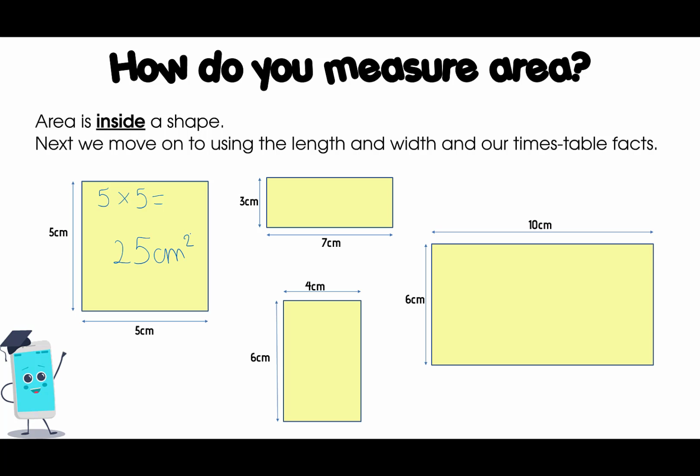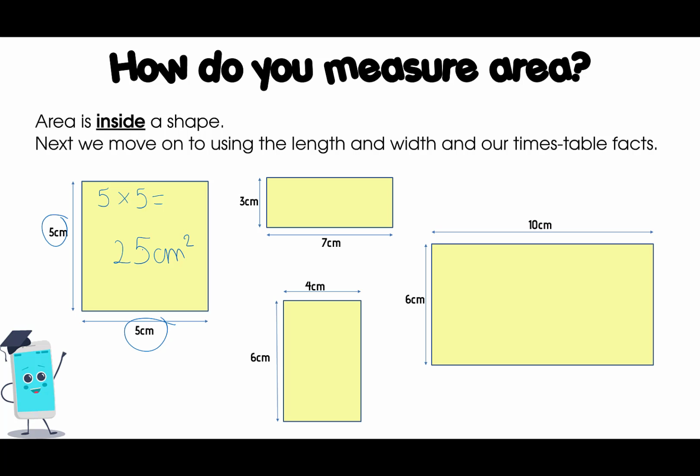The next stage of finding your area is to multiply your length and your width. So you find the 2 measurements and you multiply them by each other. And then you need to remember that the answer is 25 centimeters squared, because we're not doing one line. We're going left, right, up and down. So it's centimeters squared.